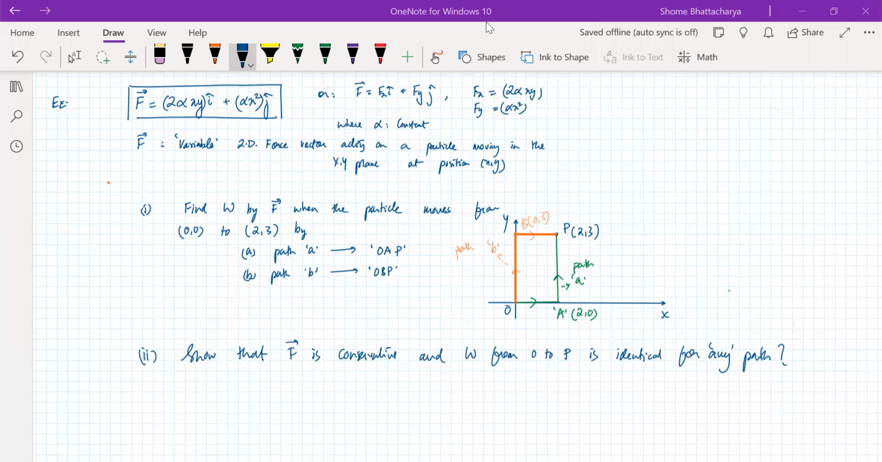Similarly, repeat that for O to B first and then from B to P, and show what kind of relationship this combination and that combination have for the work done. So it's a bit lengthy, but try it out as per what I'm saying. I'll start putting up the steps in a minute.